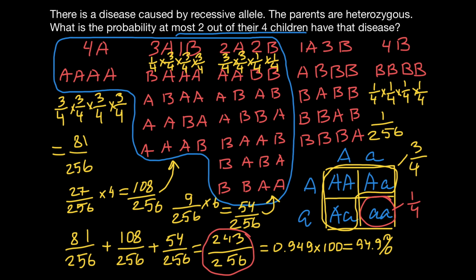This is the probability. And hence, the probability that this family would have either 3 or all 4 children who are going to be affected with this genetic disorder is going to be 100% minus this number, so 5.1%. And this is all for today.